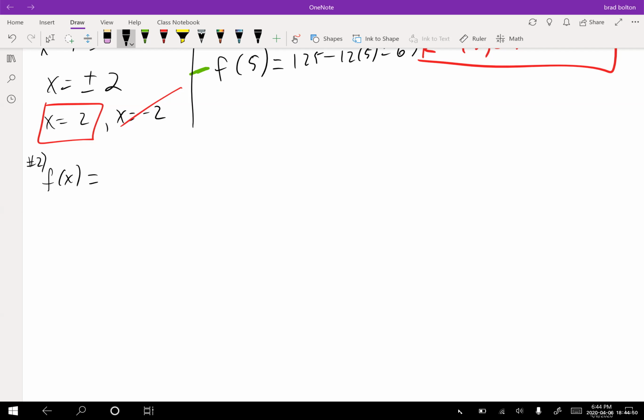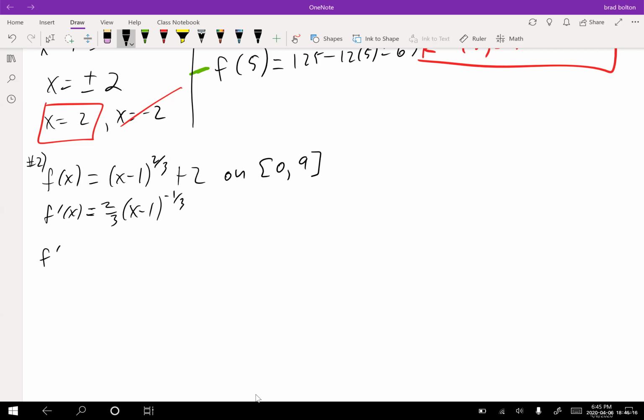f of x equals x minus 1 to the 2/3 power plus 2 on the closed interval 0 to 9. So let's find our absolute mins and our absolute maxes. So first thing we have to do is f prime of x is equal to 2/3 times x minus 1 to the negative 1/3 plus 0. We're going to rewrite this. So we're going to have f prime of x is equal to 2 over 3 times x minus 1 to the 1/3 power. I used up the negative exponent.